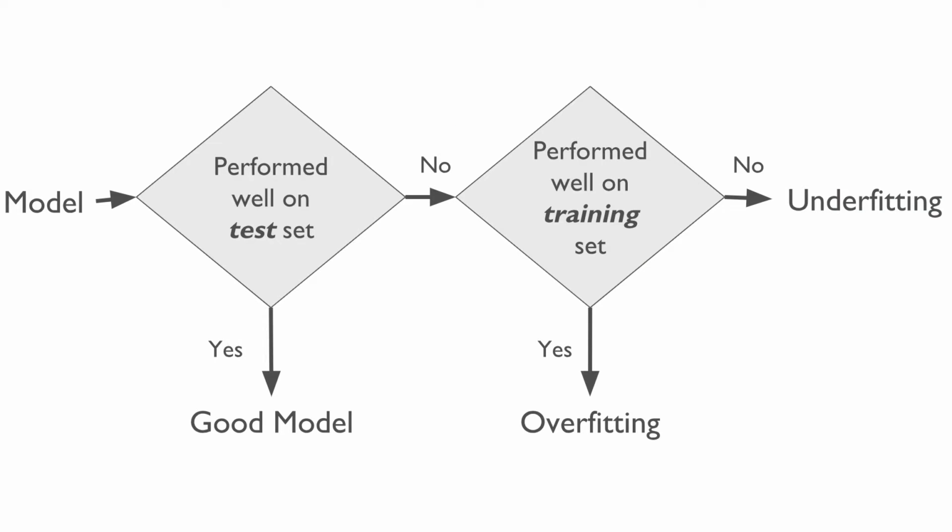How do we identify if the model is underfitting or overfitting? Say there is a model which performed really badly on test data, the data it has never seen before. This bad performance could be because of underfitting or overfitting. We cannot say anything right now. Then we check its performance on the training set, the same data on which it was trained. If this model is performing well on the training set, then the model is overfitting, otherwise it is underfitting.